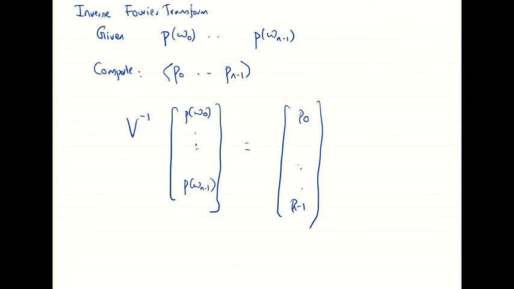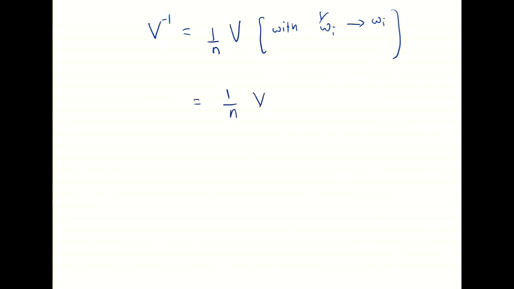In fact, V inverse is, this is a fact, V with 1 over omega i in place of omega i, times 1 over n. Alternately, it's 1 over n times V complex conjugate, if you know what complex conjugate is.